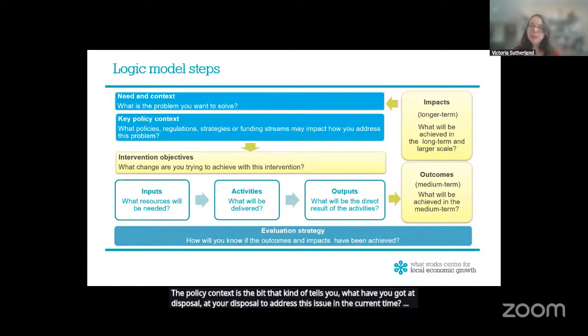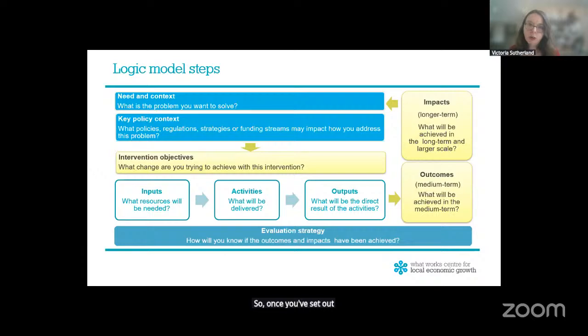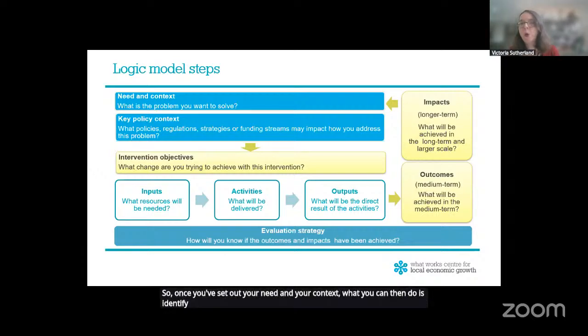So once you've set out your need and your context, what you can then do is identify your objective. So what is it that you're trying to achieve? What is it that you're trying to change with this intervention?